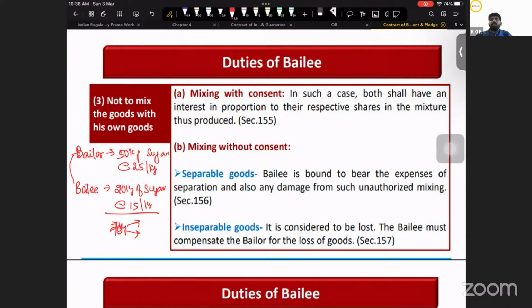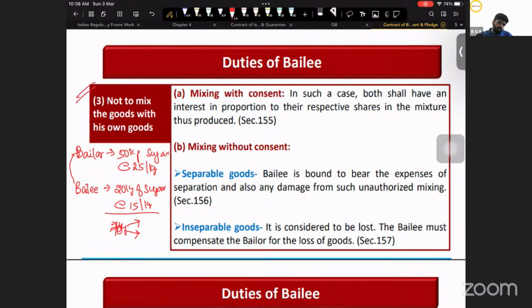He shall bear the expense of the separation, and also, due to that mixing, if any consequential loss occurs to the bailor, that loss shall also be compensated. This is with respect to the provisions on mixing of goods.